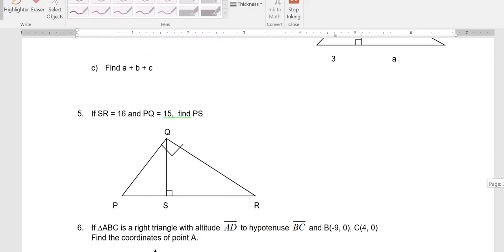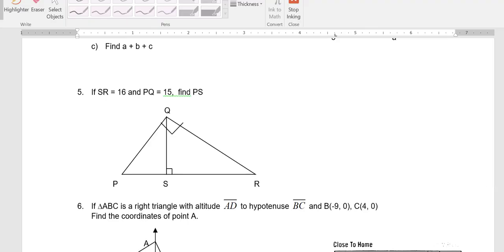Okay, let's do number 5. That'll be the last problem we do here. So SR is 16, PQ is 15, find PS. So sometimes you're going to end up with some 15 squared is equal to x times x plus 16. Hopefully you can see what's going to happen here. You're going to end up with a quadratic.